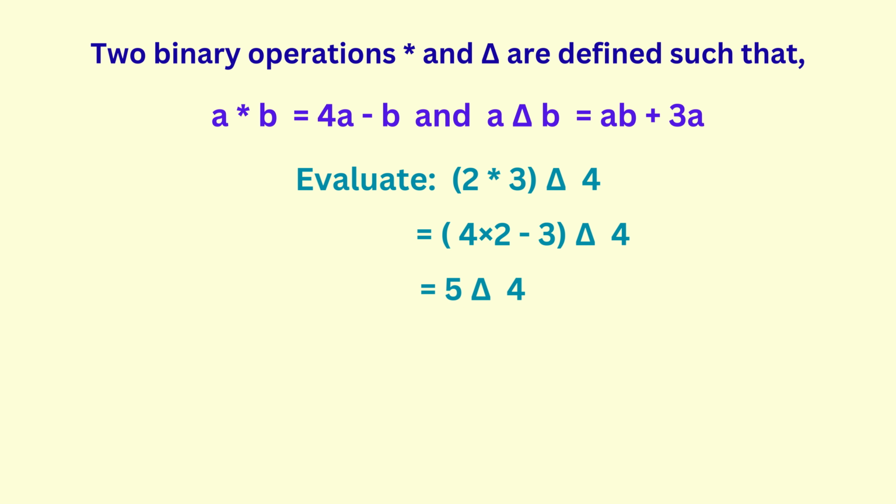So now we are left with 5 delta 4. The rule for delta is multiply a times b, then add 3 times a. We'll replace a with 5 and replace b with 4. So ab is 5 times 4 plus 3a, which is 3 times 5. That's 20 plus 15, which is 35.